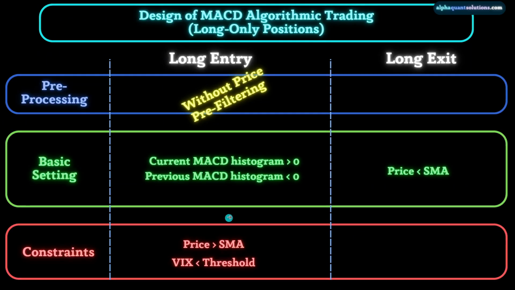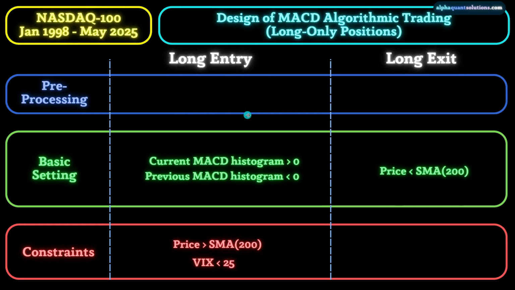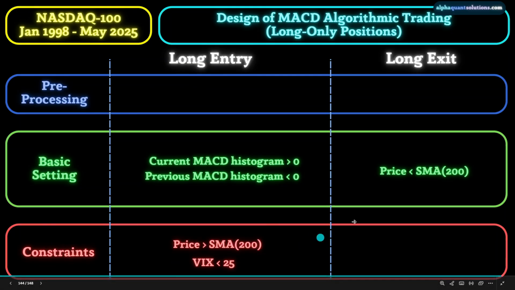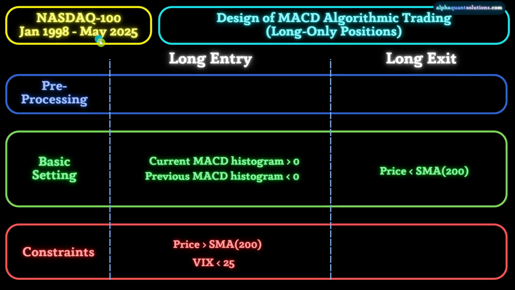Finally, let's investigate now what would happen to the algorithm performance if we were to remove the initial pre-processing step, so without any price pre-filtering. Then this is our algorithm. We will only keep the basic setting and the constraints with these parameters that you have already seen before, and we will apply it to the Nasdaq-100 for the same time period between January 98 and May 2025.